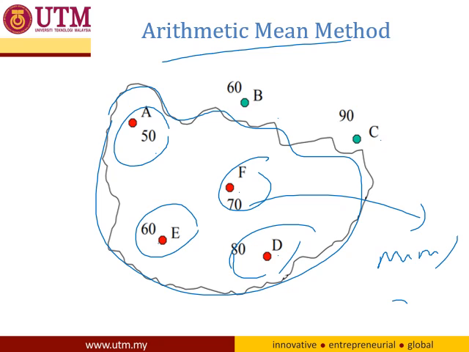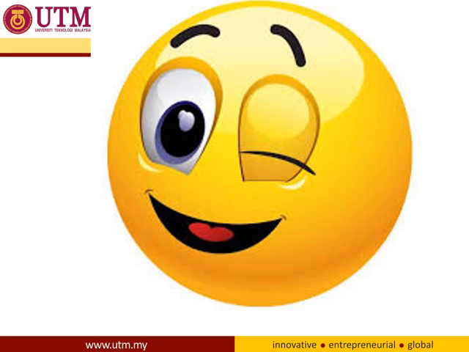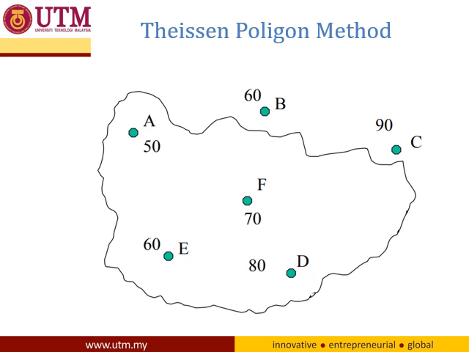Maybe the data is for a millimeter per day, for example. It can be anything. It can be day, it can be month. Depends on your objective. Okay, still can go on. So before, it's just a simple mean.